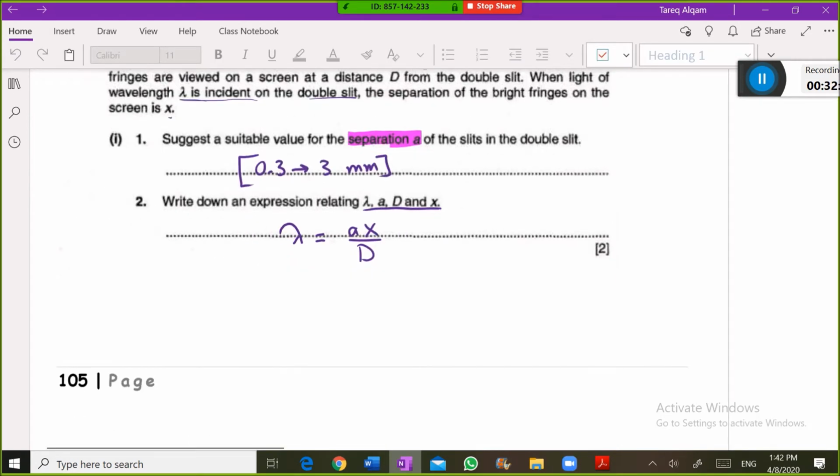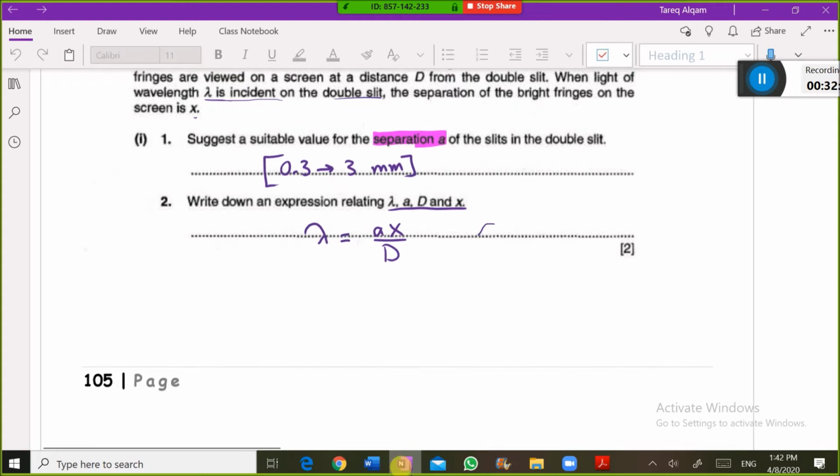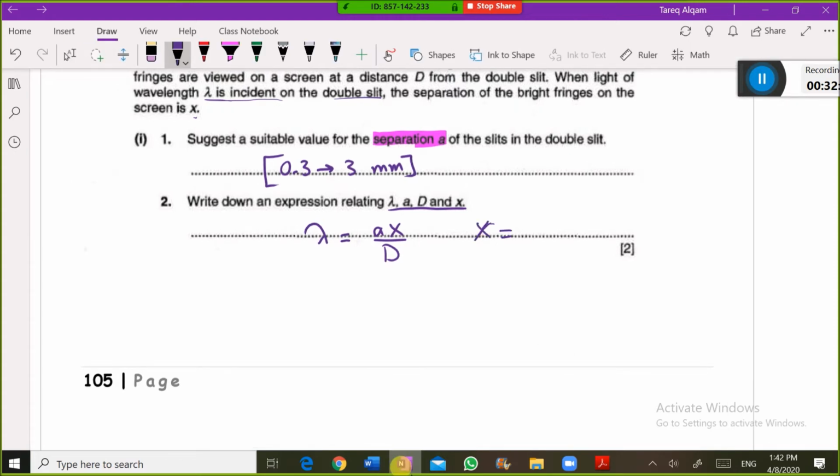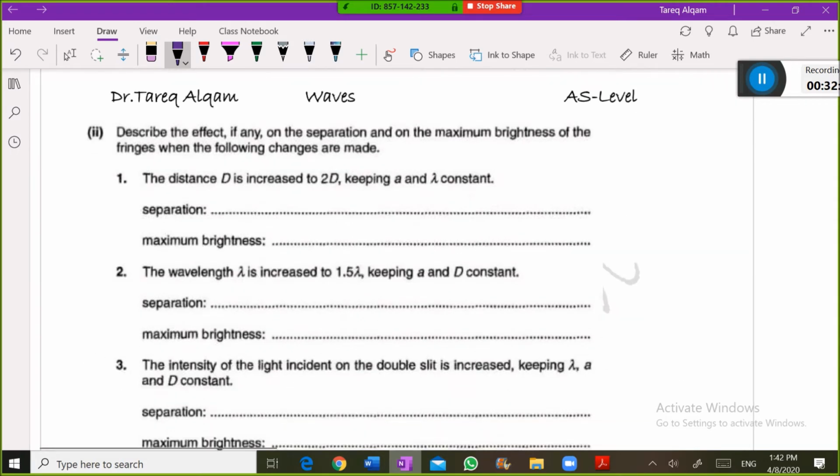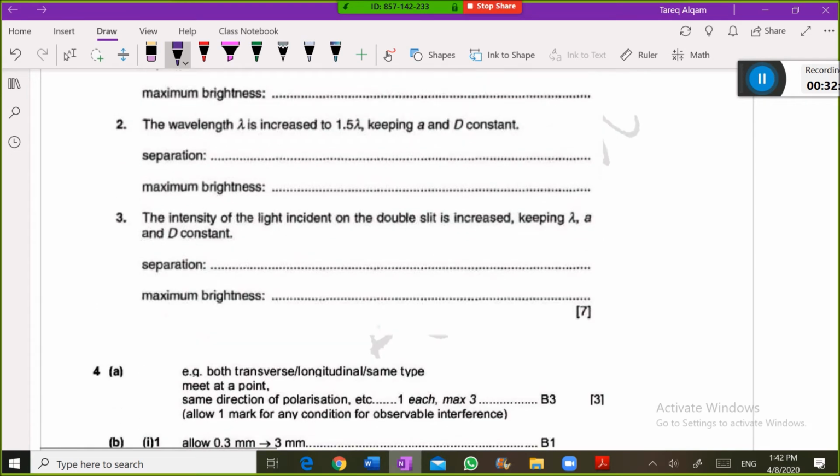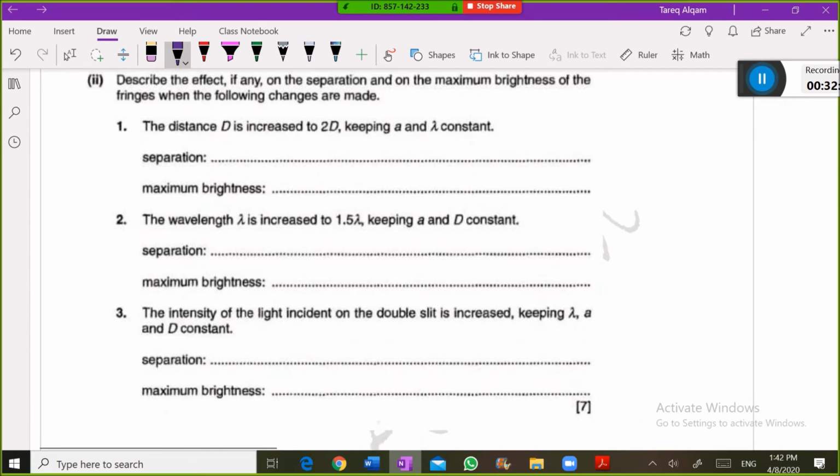Write down the expression: x equals lambda d over a. This is the expression, or I may write it like this: x equals lambda d over a. Okay. So here, look at this set of questions, guys.